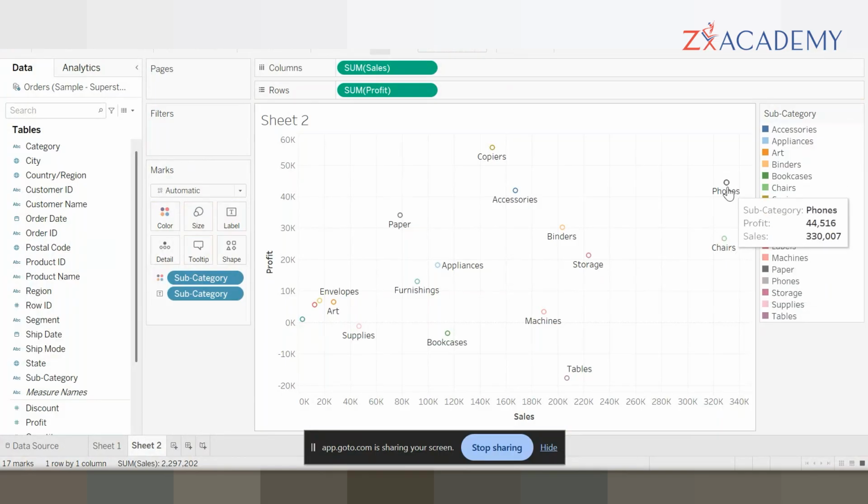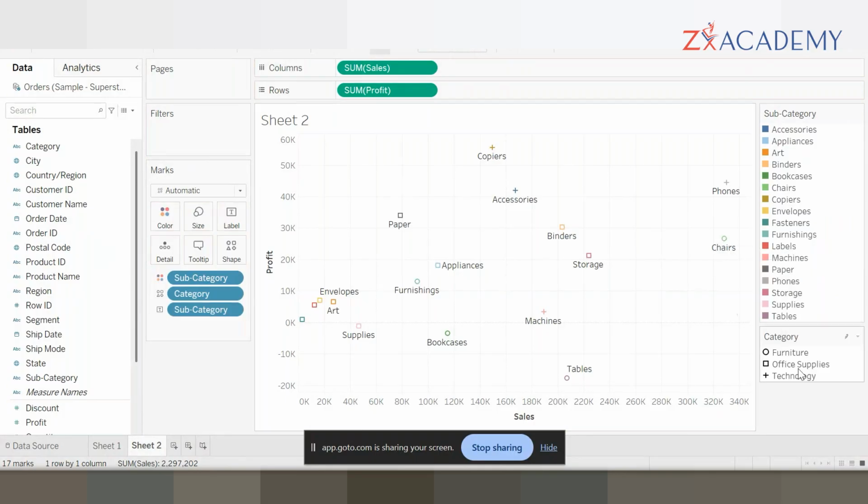But profit wise, phones are at the very top compared to chairs. Phones have given me far better profit than chairs. They both have equal sales, but in profit, chairs are at just half of it, 26,000, while this is 44,000. That means chairs belong to which category? Furniture. I want to show the category, so I'll take the category and add it to the shape. Instead of showing just bubbles, it now shows different types of shapes.